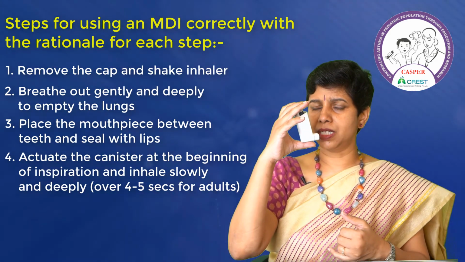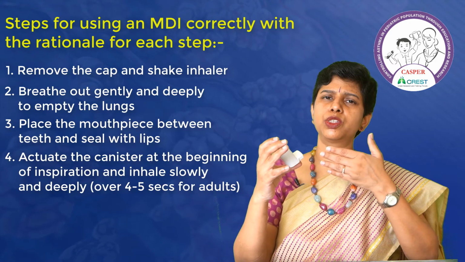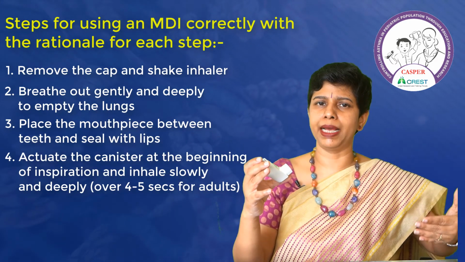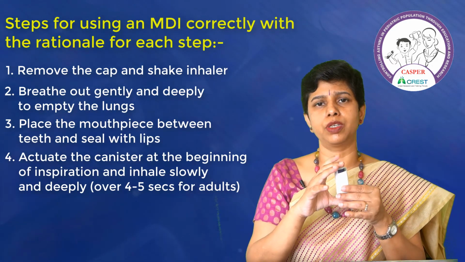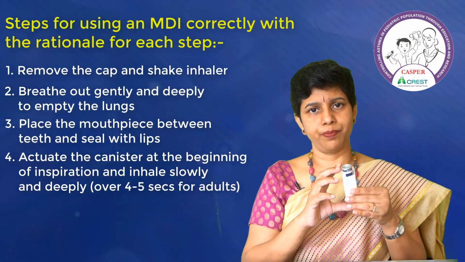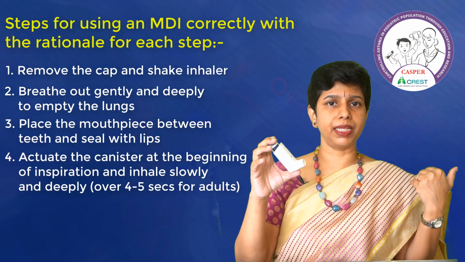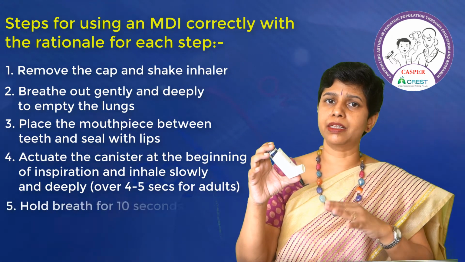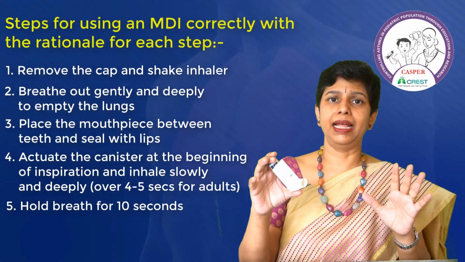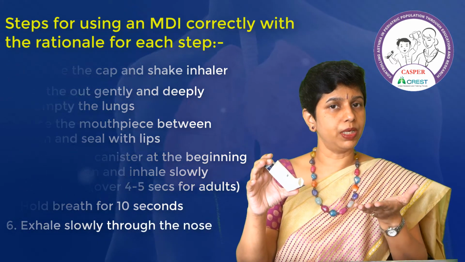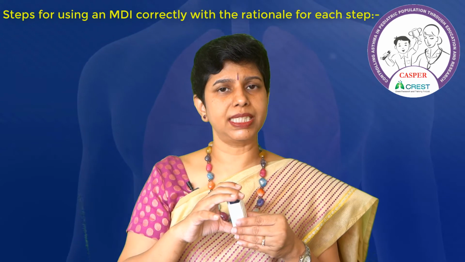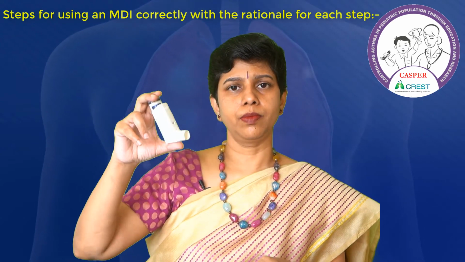Once actuation is done, one has to take a slow and deep breath. This is very important for a pressurized metered-dose inhaler. Slow and deep breath. Hold the breath for 10 seconds and then exhale out gently through the nose. I will show all the steps in a go.